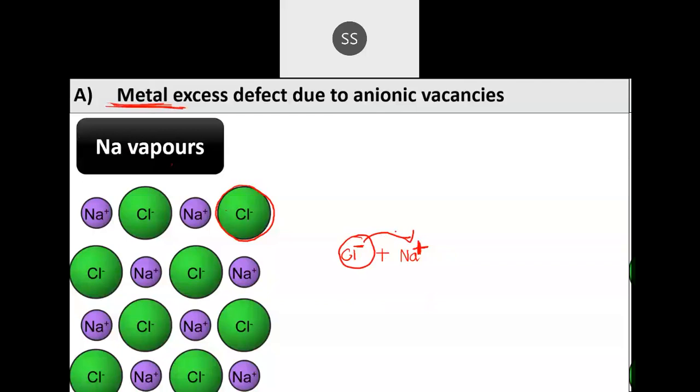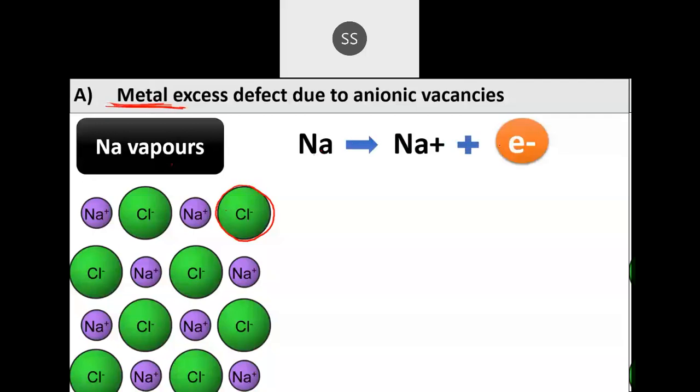So see what happens when sodium vapors are passed. The chloride ion will try to form a bond with the sodium, so first the sodium should undergo ionization. Na breaks down to Na plus, and one electron is given out. When this Na plus is formed, immediately the Cl minus ion will go and form a bond, and they go out in the form of NaCl.